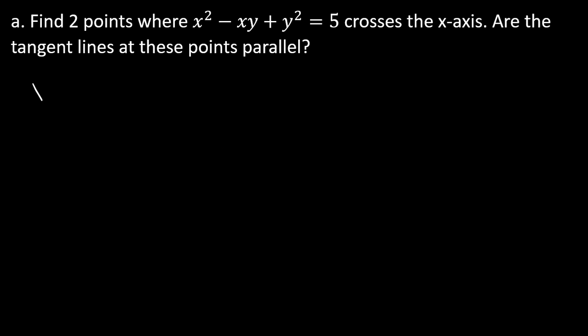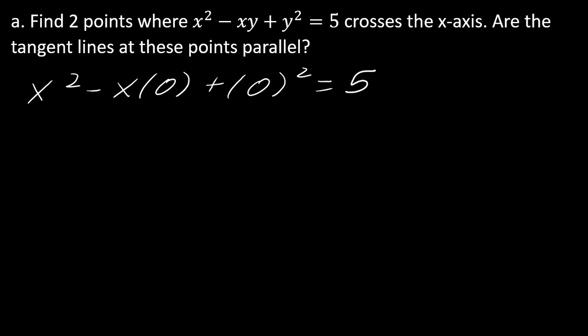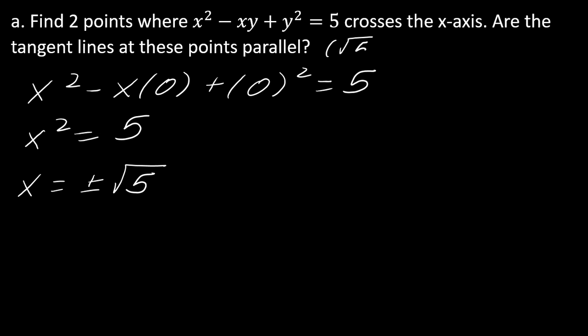So let's do that. I've got x squared minus x times 0 plus 0 squared equals 5. Thankfully this is not too difficult to figure out, right? This will just be x equals plus or minus the square root of 5, and we can just leave it like that for now. So these are the 2 points where the graph will cross the x-axis: square root of 5 comma 0 and negative square root of 5 comma 0.